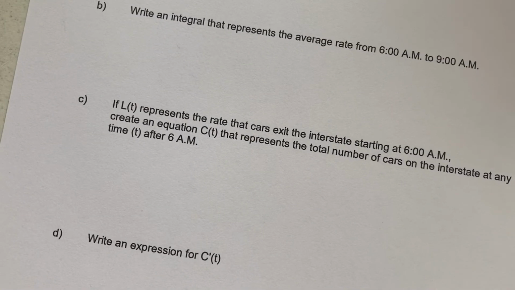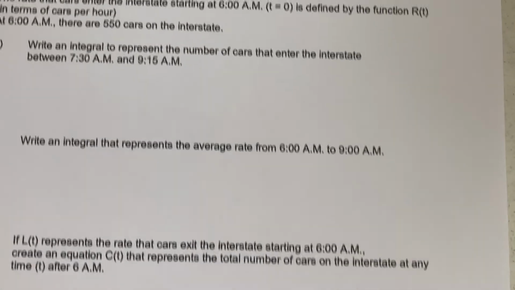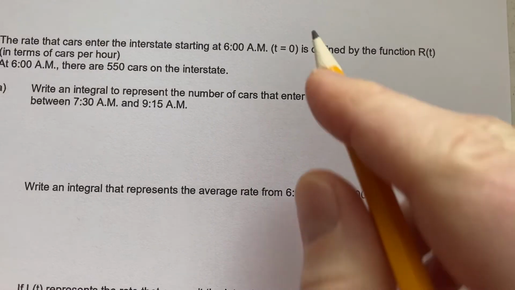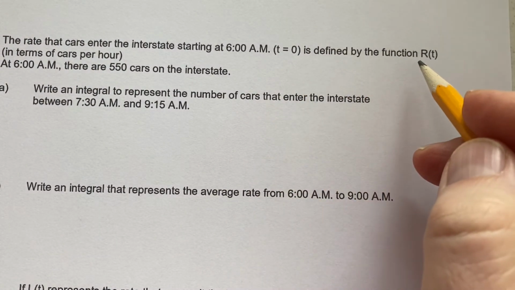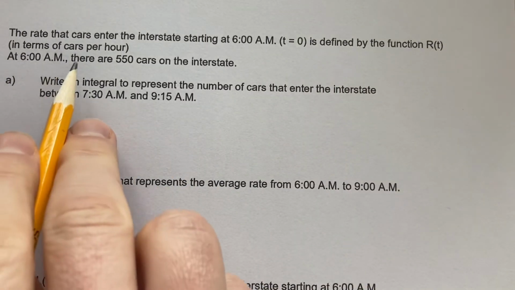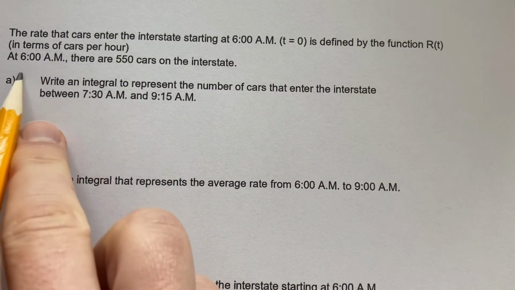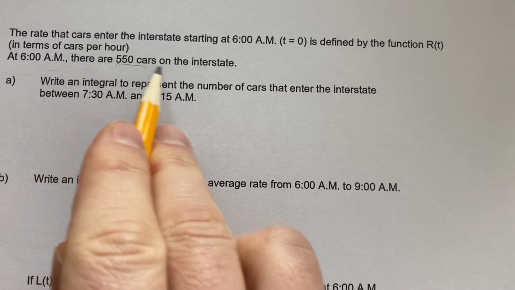Number 2 here gives us the rate that cars enter an interstate starting at 6 a.m. And we'll call that time 0, is described by the function r of t, which is in terms of cars per hour. At 6 a.m. there are 550 cars on the interstate.